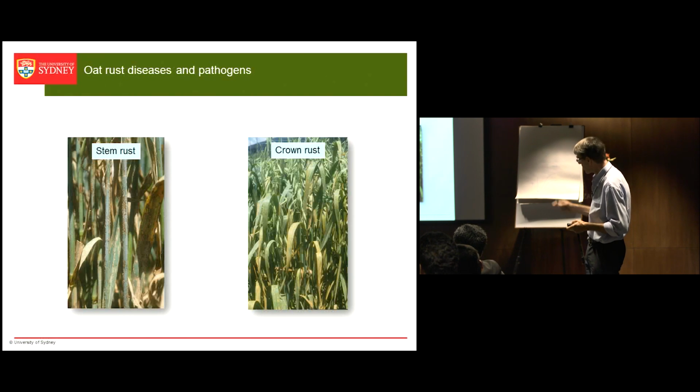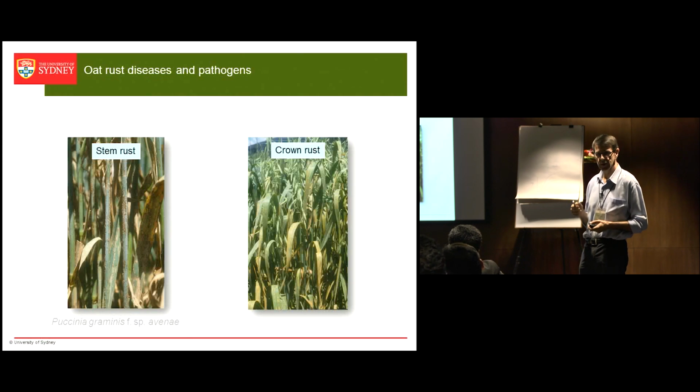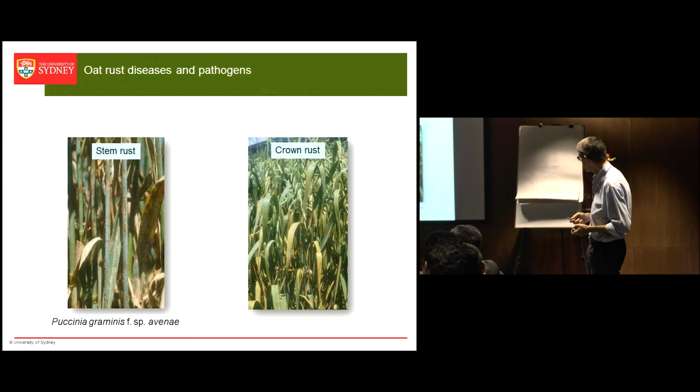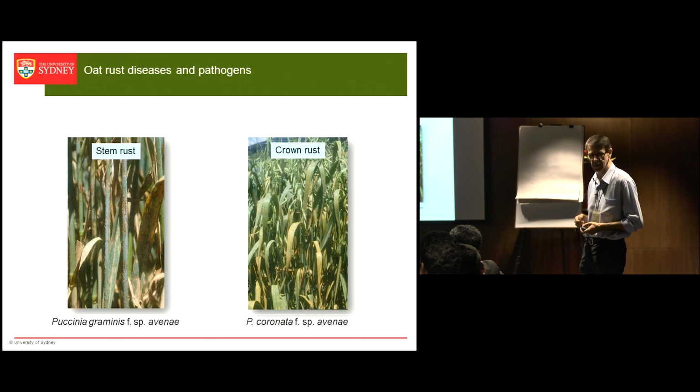Oat rust. Oat is affected by two rusts: stem rust and crown rust. The causal agent of stem rust is Puccinia graminis, former species avenae. And the causal agent of crown rust is Puccinia coronata, former species avenae.